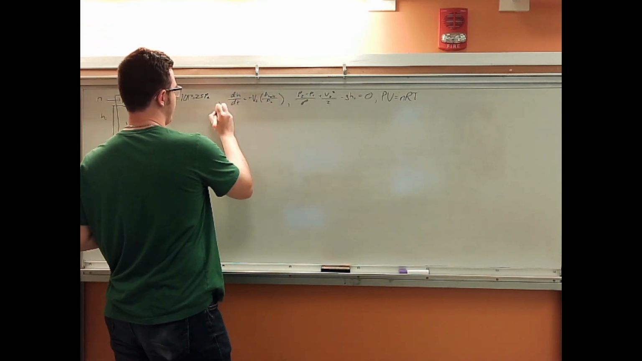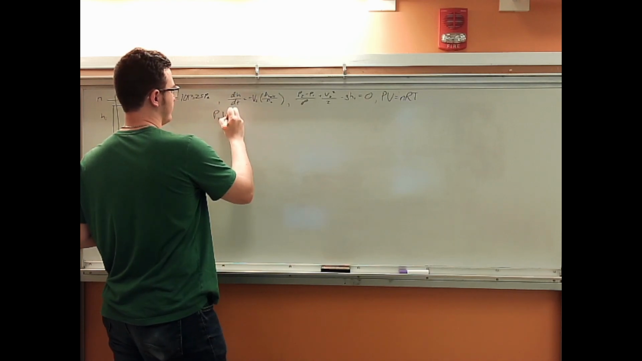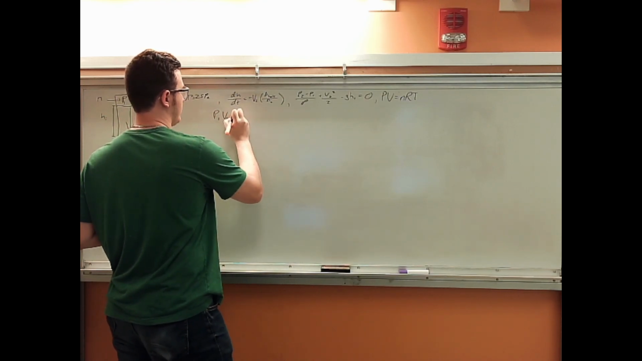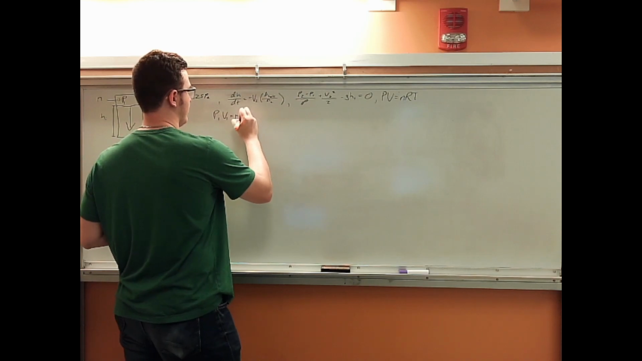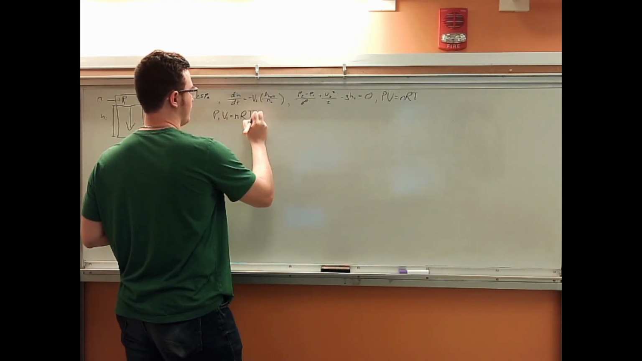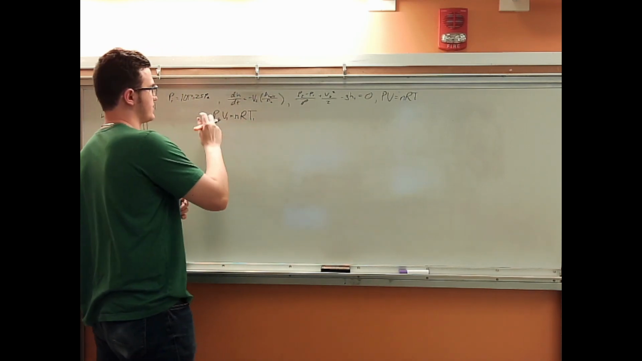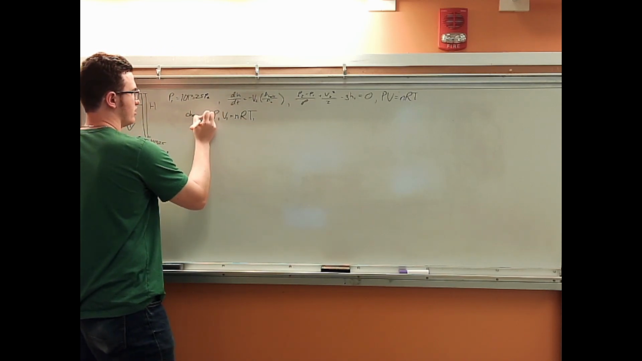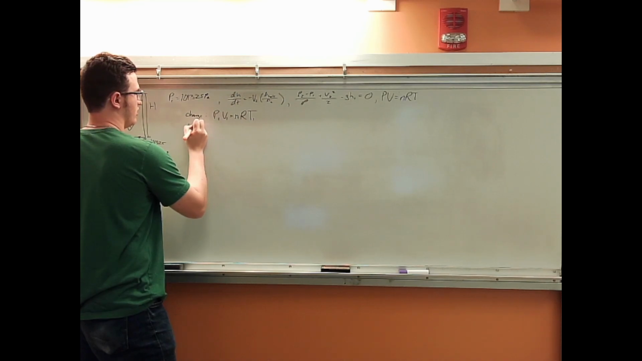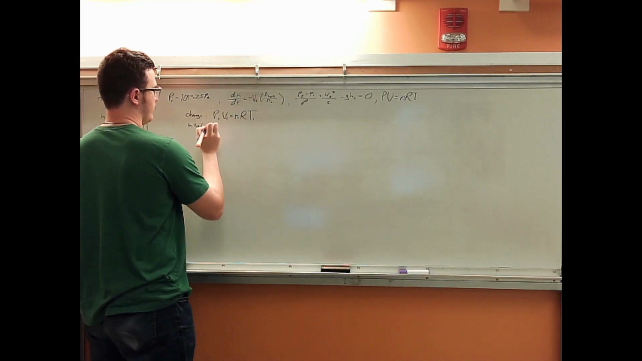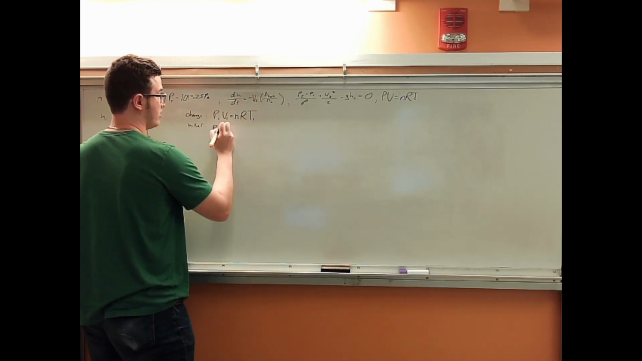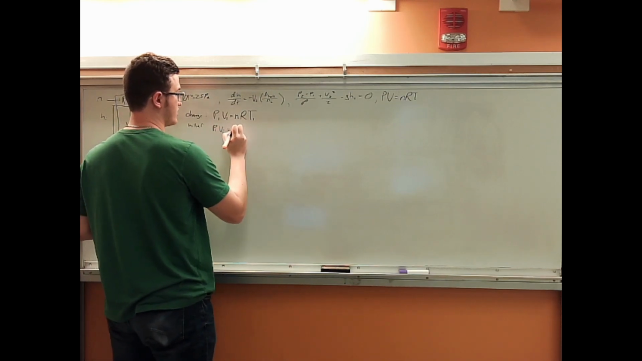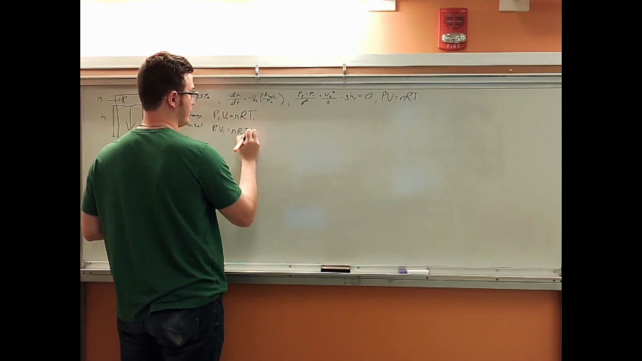So we know that P1 V1 equals nR T1, and this is for the changing state. And then for the initial state, Pi Vi equals nR Ti.